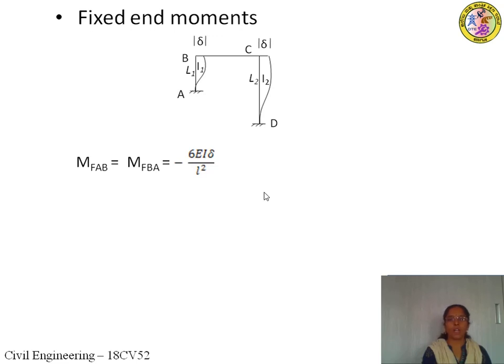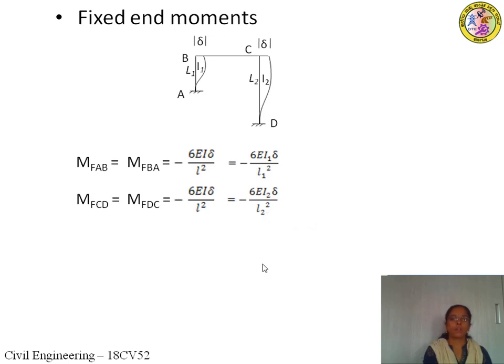So let us substitute the value of I and L. So it will be minus 6EI1 delta by L1 square. Similarly, let us find it for the CD member. MFCD and MFDC is the same equation, minus 6EI delta by L square. So the only thing, we have to substitute the value of L and I. So it becomes minus 6EI2 delta by L2 square. Okay. So this is the additional thing you have to carry out in case of sway frames.